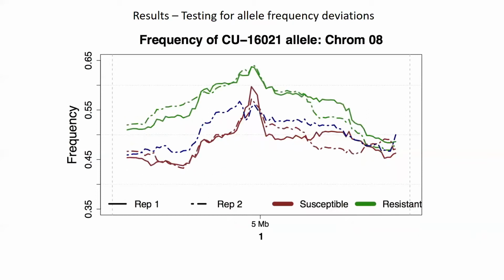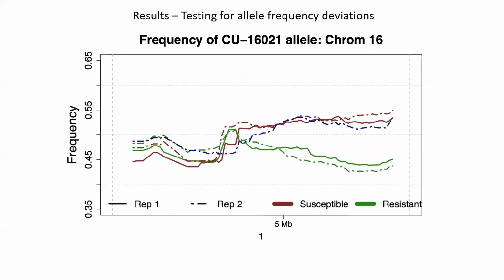On chromosome 8, we see a similar pattern in that the resistant and susceptible pools have different allele frequencies, but we observe all the pools to deviate in the same direction from 0.5. And this could be because of segregation distortion or some artifact from mapping combined with a polymorphism that affects the frequency in each pool.